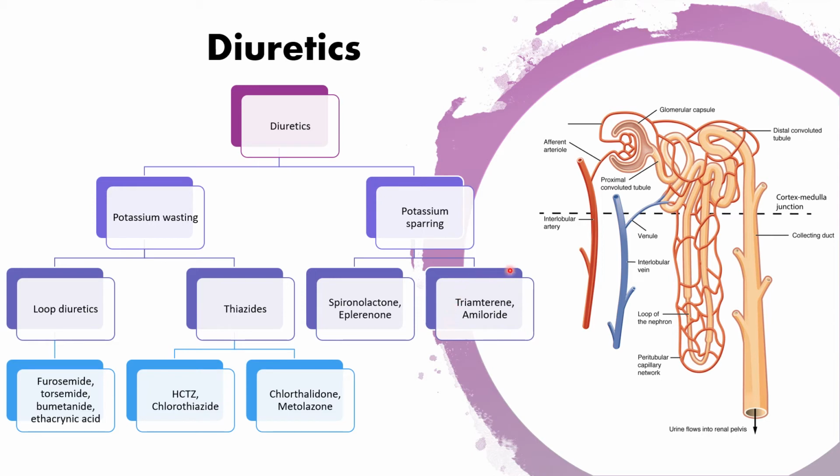So these work by blocking the sodium epithelial channels in the collecting duct. These two different groups of drugs are both potassium-sparing diuretics.